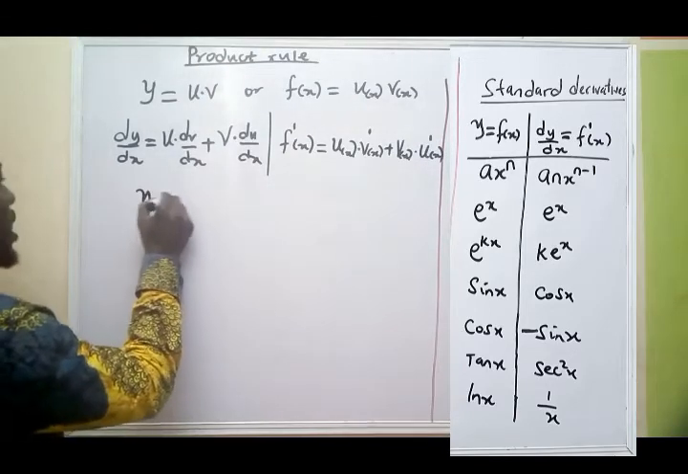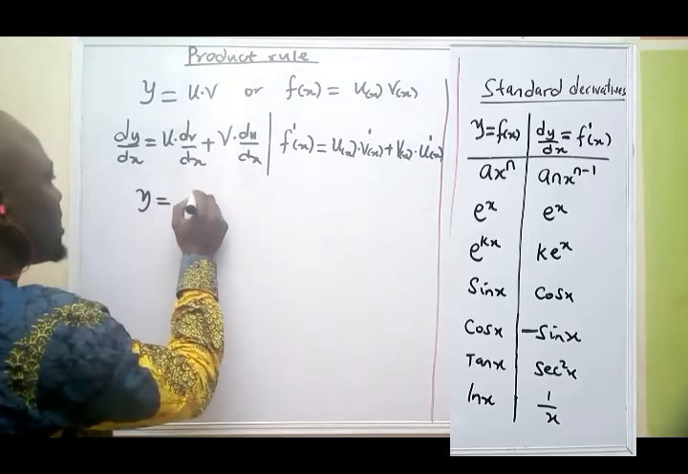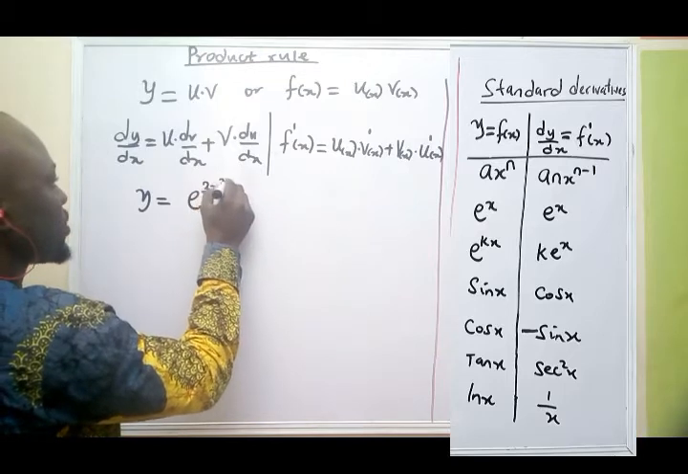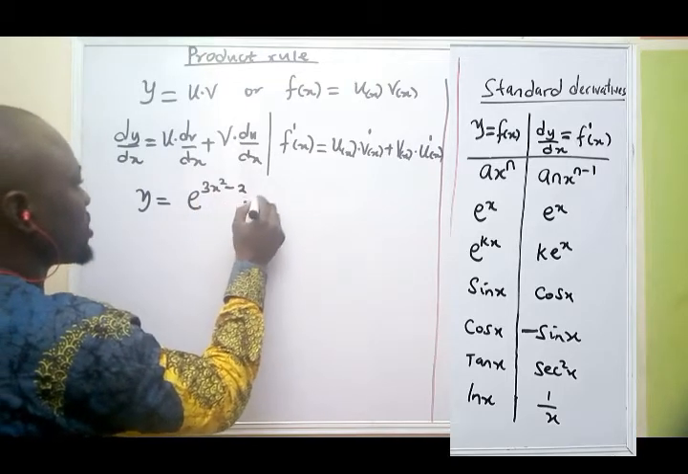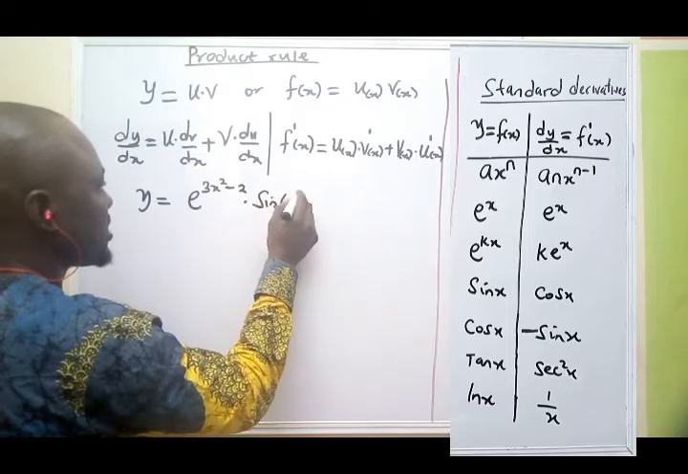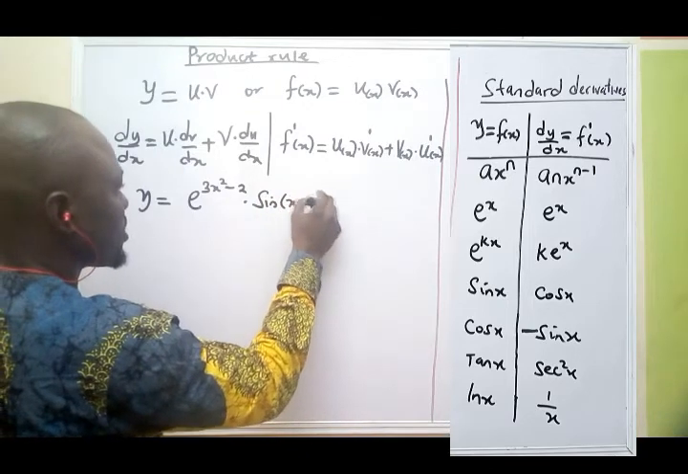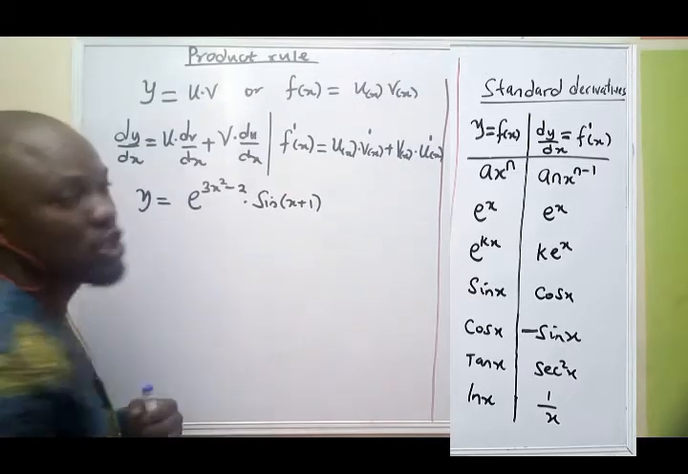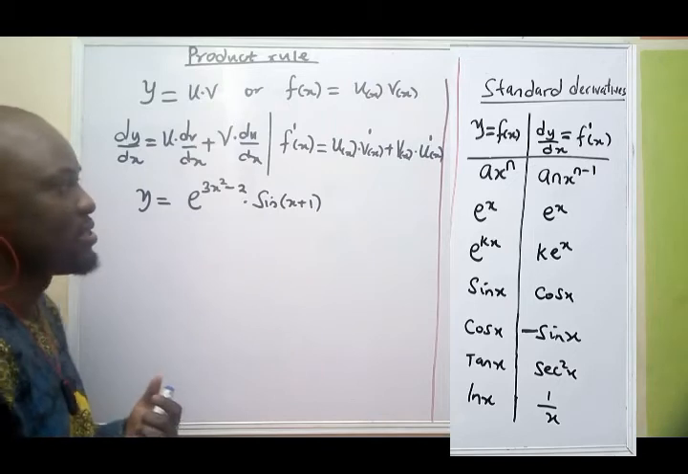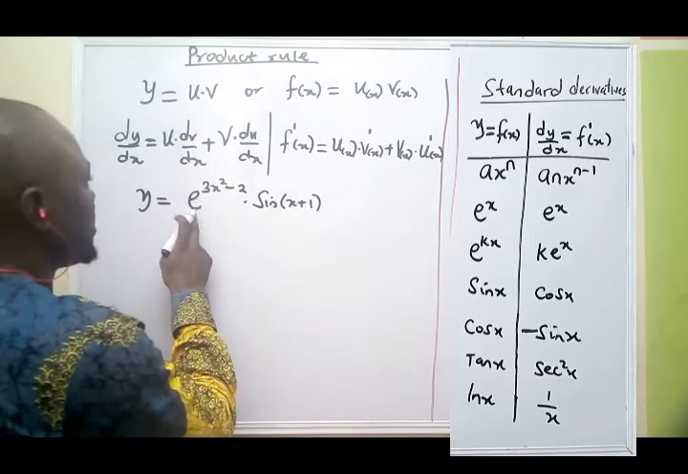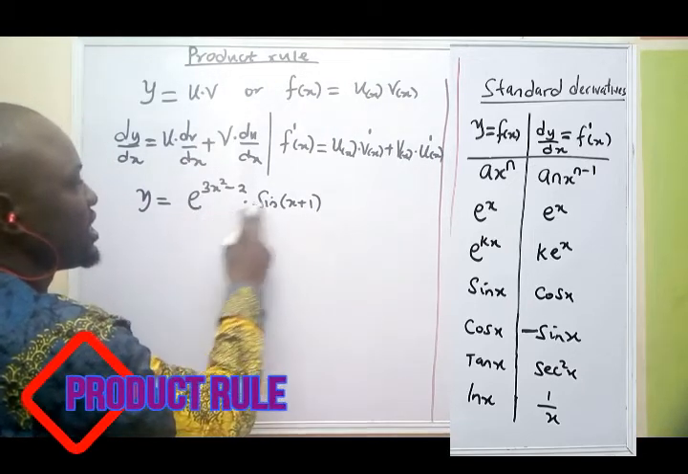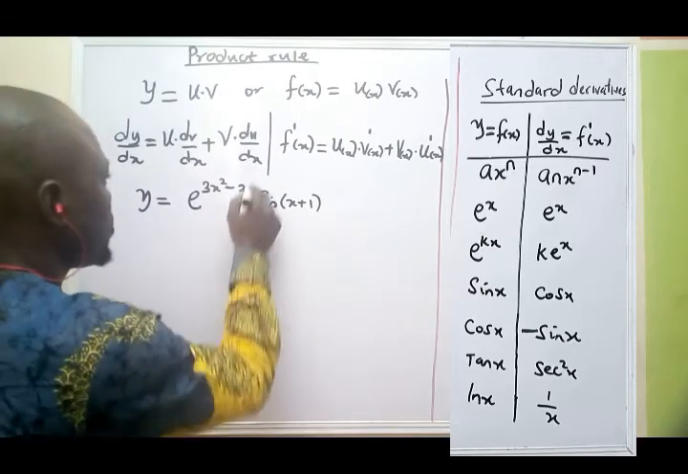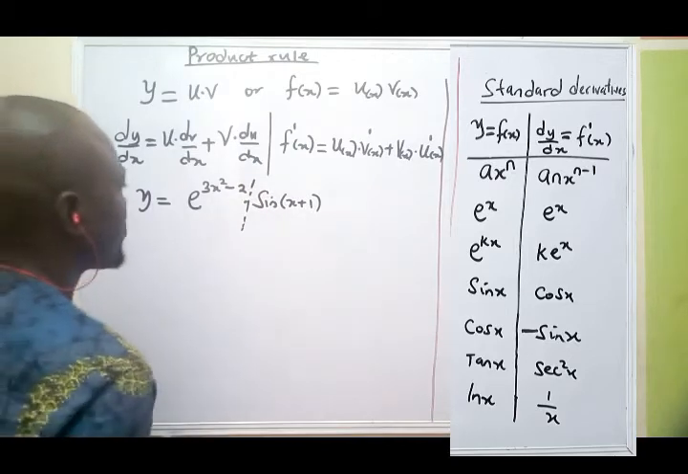Now let's say I have y equals exponential 3x squared minus 1 dot sine x plus 1. Now if you look at this, I have two functions as a product. One, I have an exponential function and I have a trigonometric function. Now I'm going to break it down this way. I'm going to define each of them.